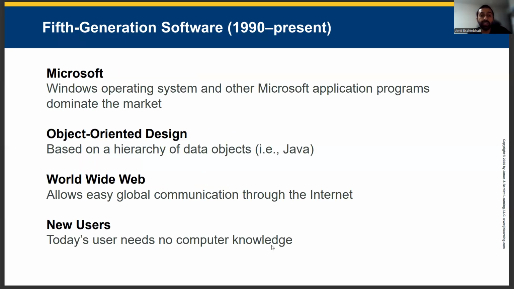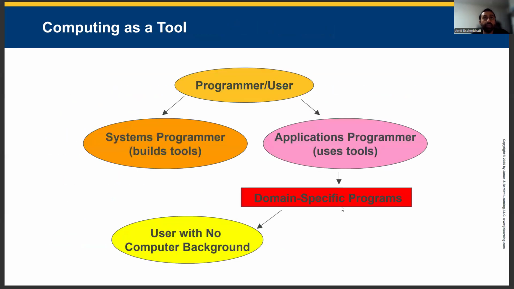Fifth generation software, 1990s to present. Modern software emphasizes object-oriented design, pervasive networking, and the World Wide Web. Windows and other platforms standardize user experience and development ecosystems. Java and similar languages popularized portable object-based development. Most importantly, the web enabled global communication and distribution. Today's user can be highly productive with almost no computing background, proof of how far abstraction and tooling have come.